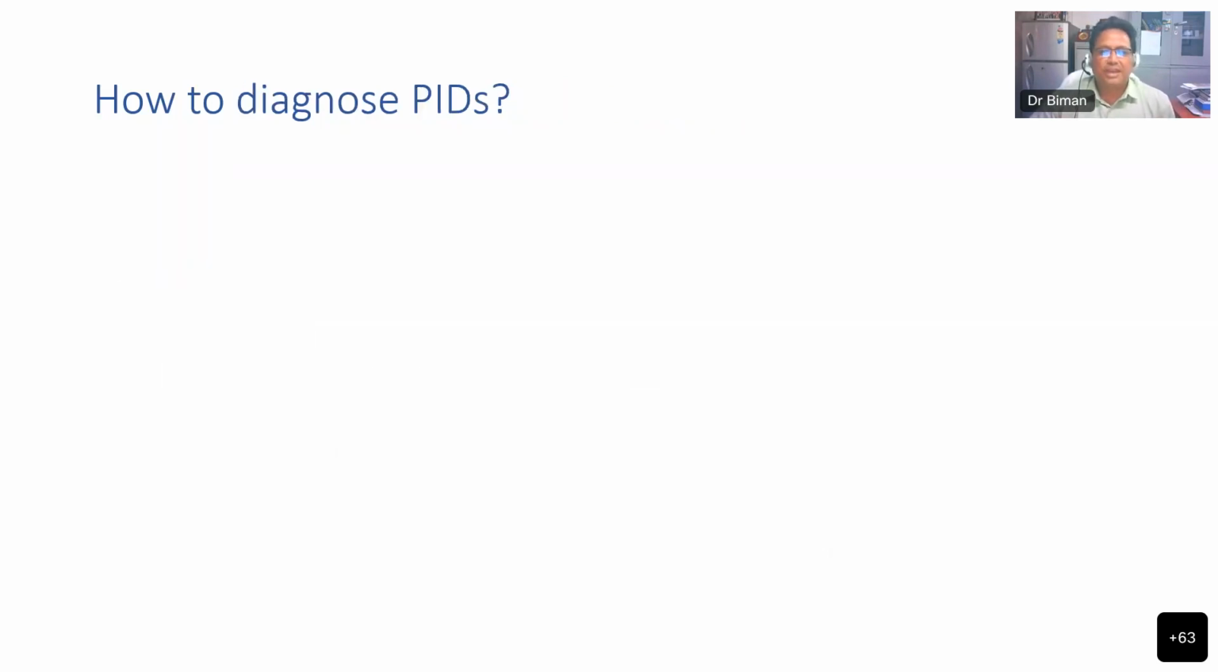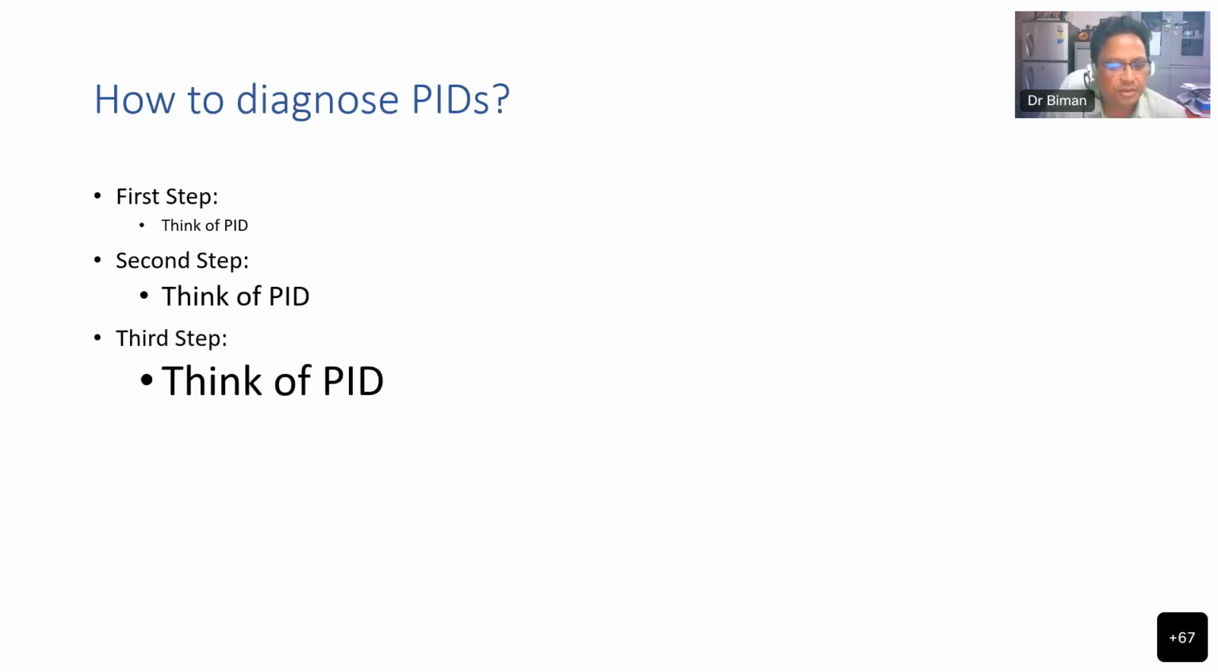So how do we diagnose PID? The mind sees only what the mind knows. The first step to diagnose PIDs is to think of PID, because if we are not aware of these conditions, we don't diagnose them. The second step, again, is to think of PIDs. In the third step, think of PIDs louder. We have to know about this condition, and that is the aim of today's talk.